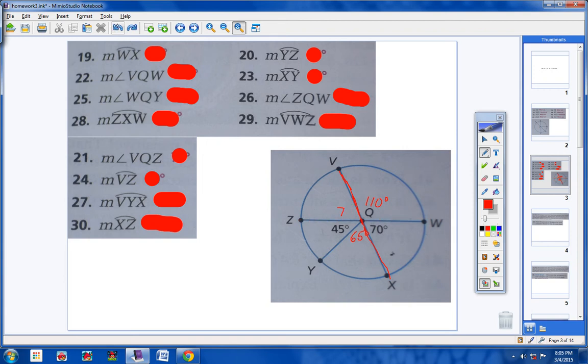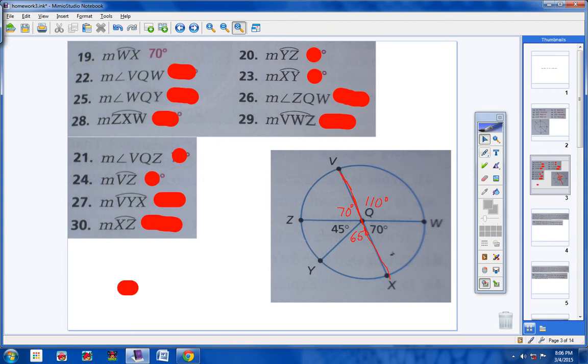So, with that in mind, here we go. Let's see if this helped a little bit, alright? Number 19, they want us to find the measurement of WX. So the arc length of WX right here has a central angle of 70 degrees right here. So the answer would be 70 degrees.